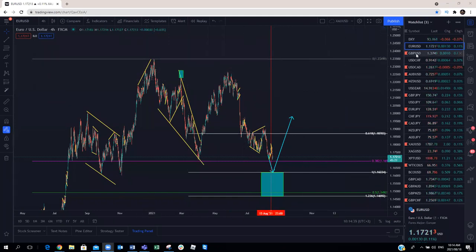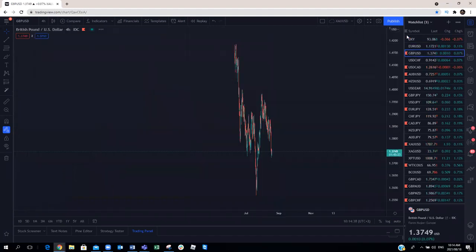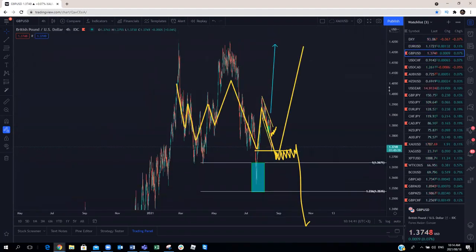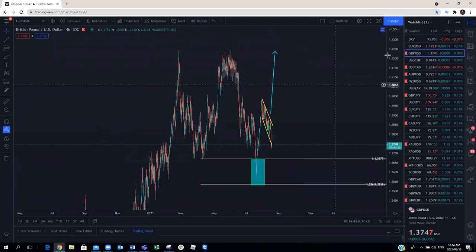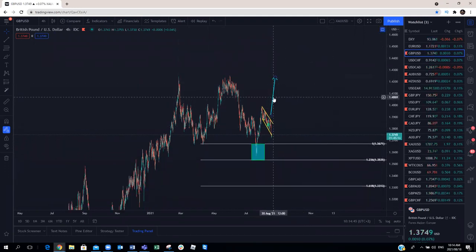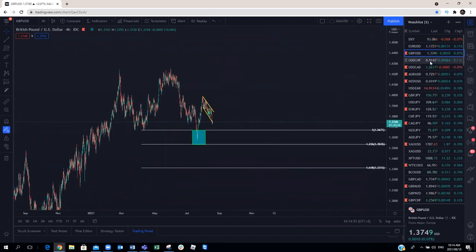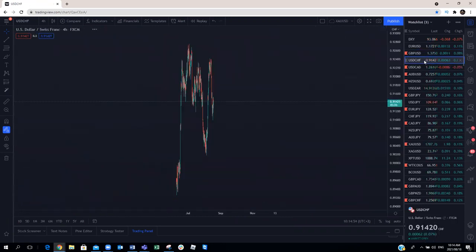Let's go, we are now on the pound. Let's go back to the pound. Let's bring back our structure here. It's already off. All right, so that's what we're looking for on the pound, not playing out. We'll be looking for that to retest the blue box. Still bearish on the US dollar Swiss franc.